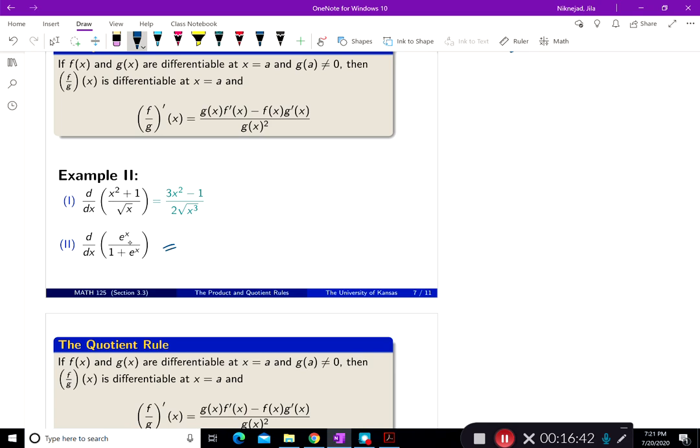Again, this is high, this is low, so it's low in parentheses d high, which is the derivative of e to the x, which is itself, minus high, which is e to the x, d low: the derivative of 1 is 0, the derivative of e to the x is just e to the x.